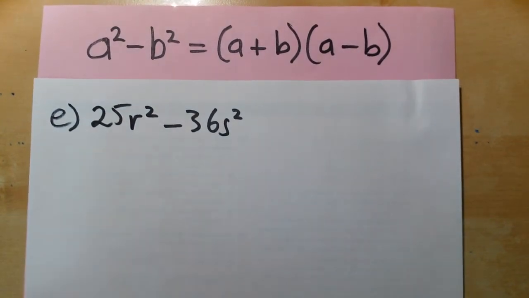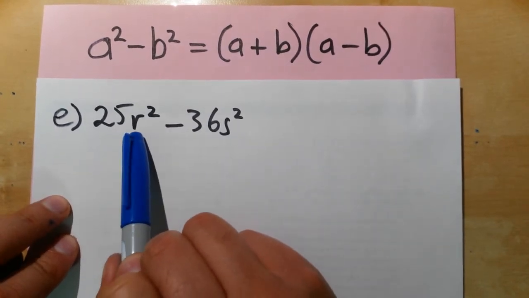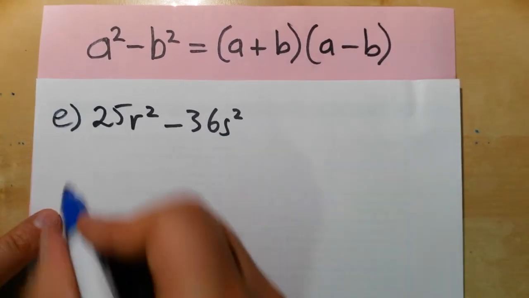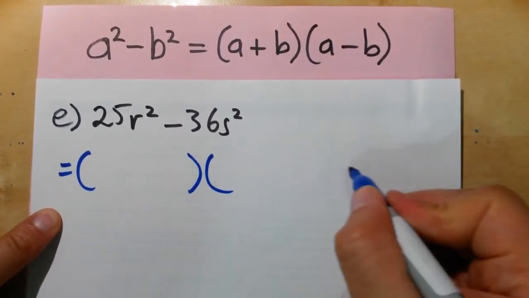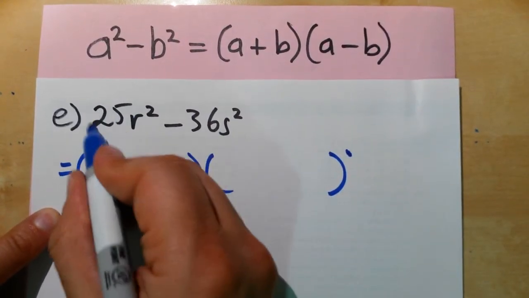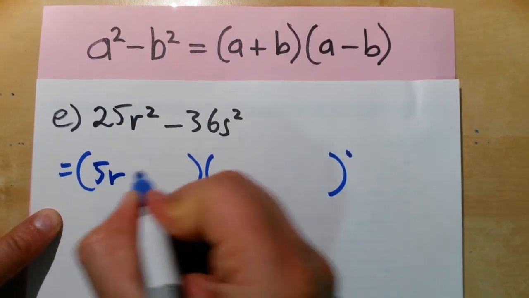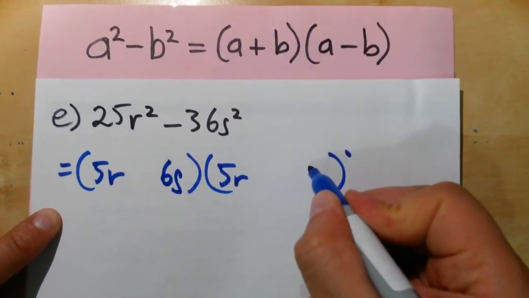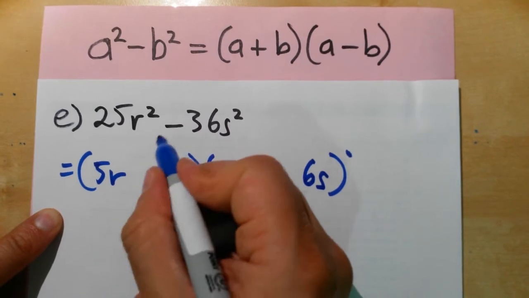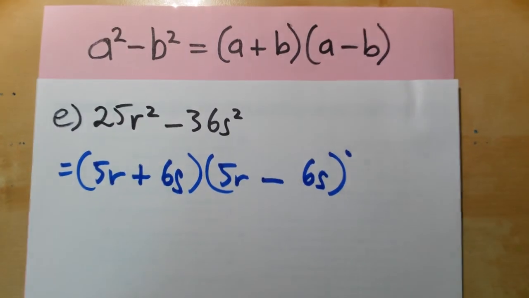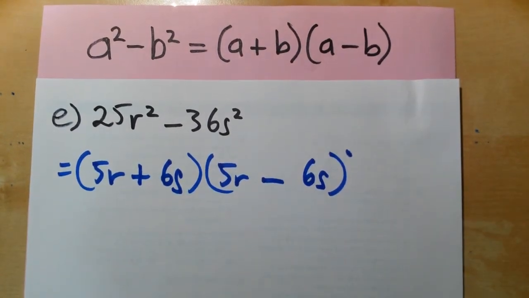We know that 25 is a perfect square, r squared is a perfect square, 36 is a perfect square, and s squared is a perfect square. Same thing: as long as we recognize a and b, we know we're going to have a plus and a minus. For the a expression, this is 5r. For the b expression, 6s, and then the difference of squares pattern, plus and minus. Okay, so continue practicing these, and we'll take up the rest of the examples.